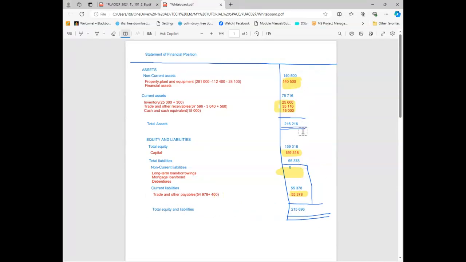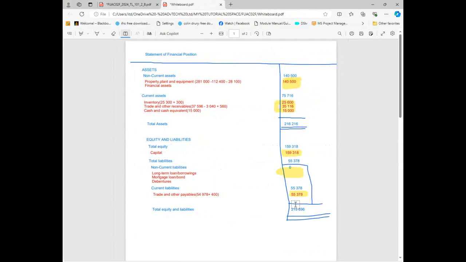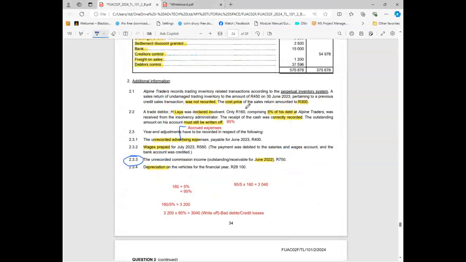So find the difference for me and tell me what is the difference between the total assets and the total equities. I suspect that the difference can be this one. I don't know, but let's check. What is the difference between this one and this one? I got 520. Yes. So let's just check where this 520 comes from.